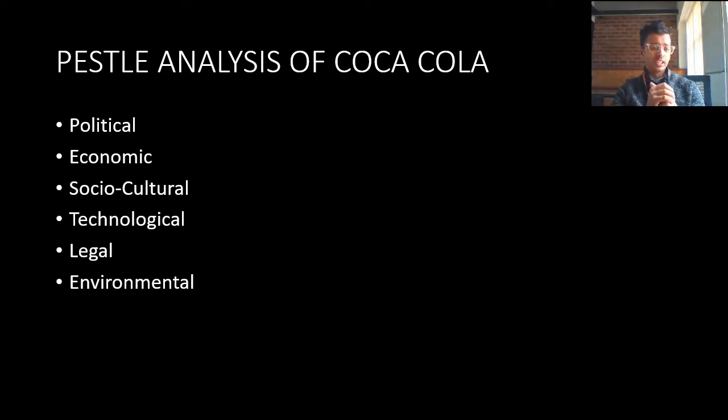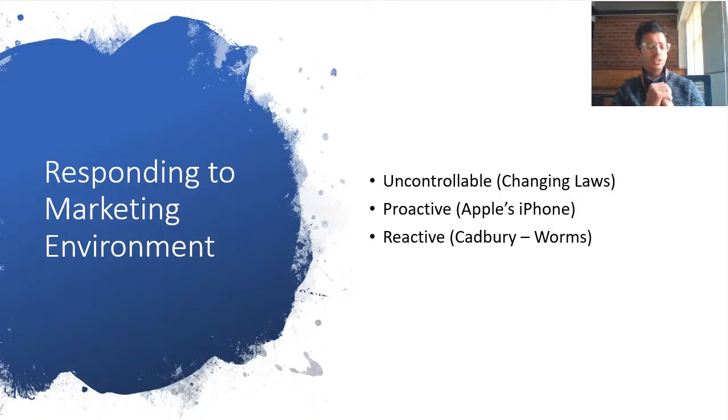So followed by this, towards any marketing environment, whether based on the examples we just saw, towards any issue or towards any change that may happen in the marketing environment, the company can respond in three ways. The first is uncontrollable. So there are certain things that the company cannot respond to and should just accept. Those are uncontrollable marketing environment factors, things like changing laws in a particular city or in a particular country. So when laws change in a particular country, the organization cannot retract those laws. They have to abide by them.